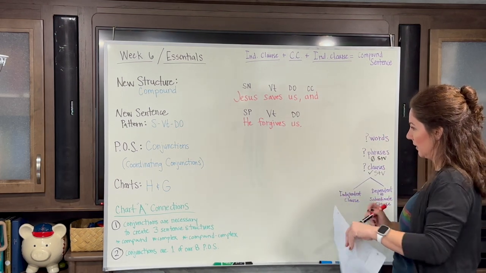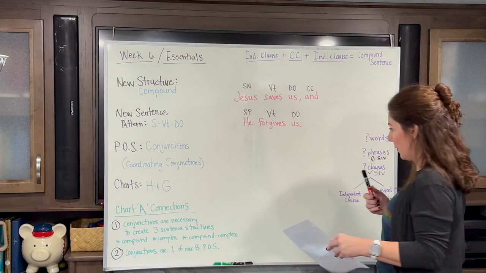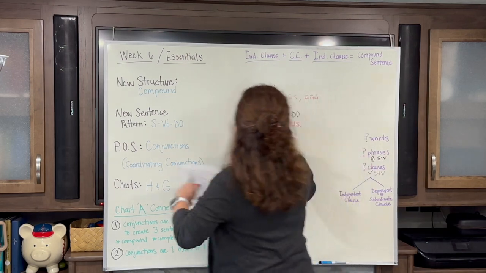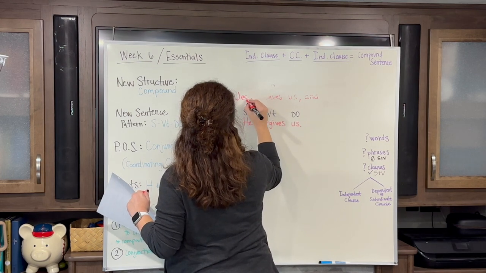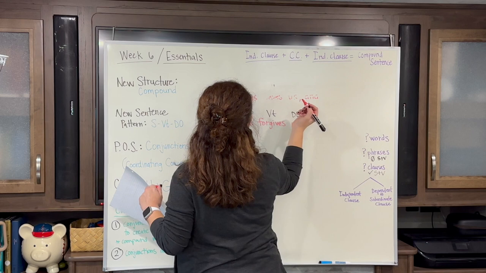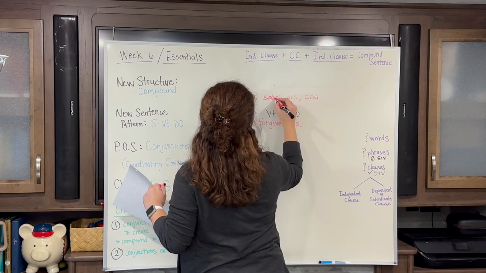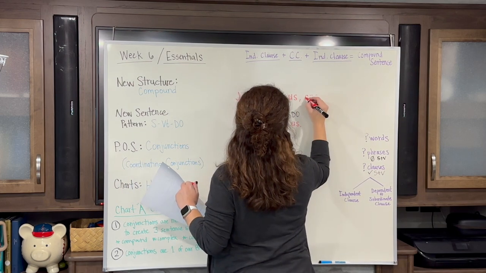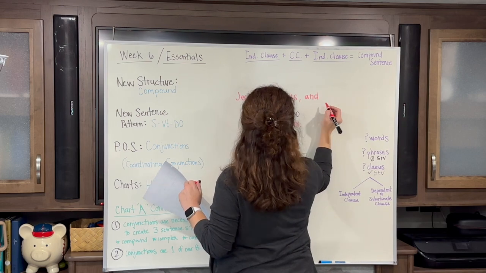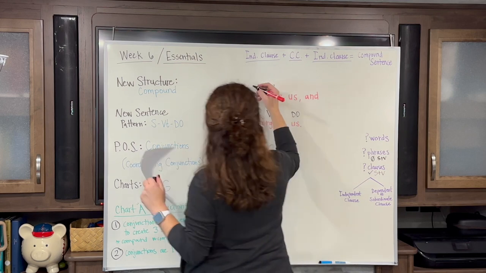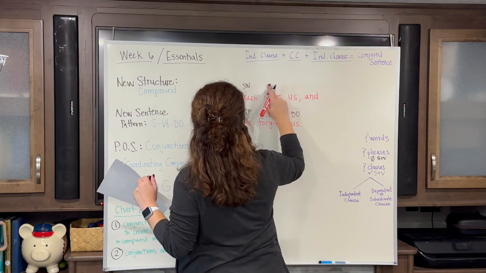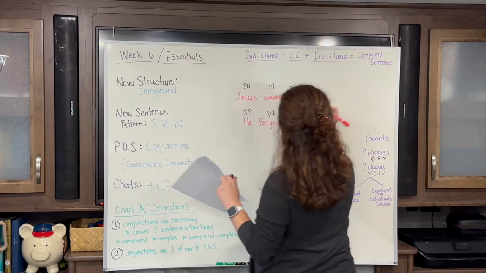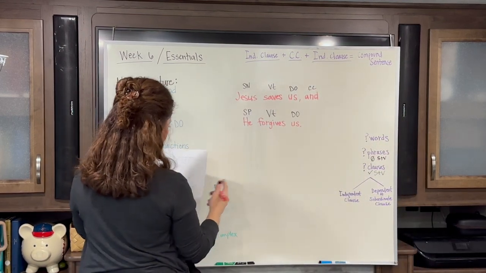Okay, so now we'll look at our diagramming. Do you want me to do the diagram? I should have erased that so you can see it. Just kidding. We'll leave that up there. Jesus saves. It would be easier to diagram it if we can actually see it. Jesus saves us and... Just kidding. So now we have our subject noun, our transitive verb, our direct object, and our coordinating conjunction. We'll go ahead and do our diagram.